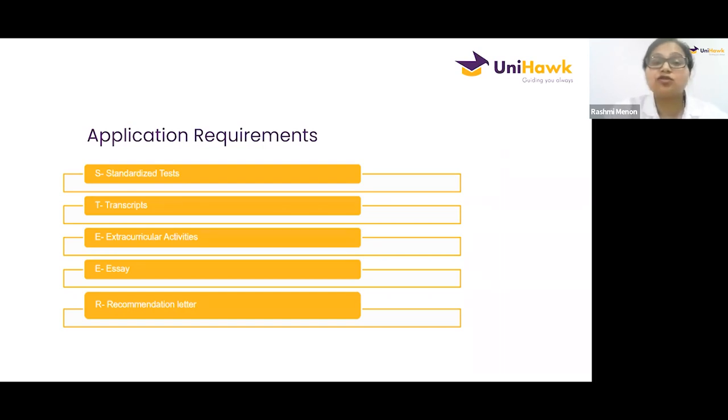The second step is the transcripts. Your academic transcripts carry a lot of weightage and importance for any undergrad application, especially the UK. And there are certain criteria that we need to meet. The criteria and grade requirements for each curriculum and each course vary with different universities. So it is important that we keep these in mind as we shortlist the universities as well.